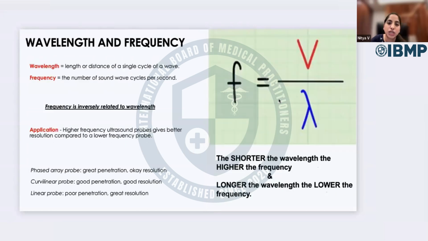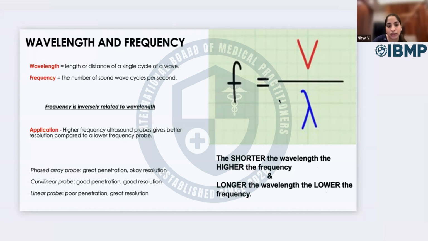Before we get into the basic concepts about impedance, reflection, and refraction, we should know what wavelength and frequency mean. Wavelength is the length or the distance of a single cycle of a wave, and frequency is the number of sound wave cycles per second, right? We can memorize this formula: frequency is equal to velocity divided by the wavelength, so frequency is always inversely proportional to the wavelength. As we decrease the wavelength, we decrease the distance, and it will increase the frequency. So the shorter the wavelength, the higher the frequency, and the longer the wavelength, the lower the frequency.